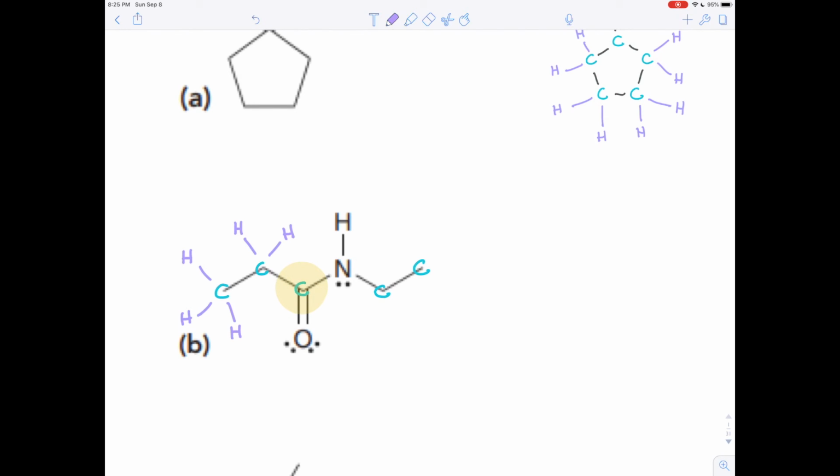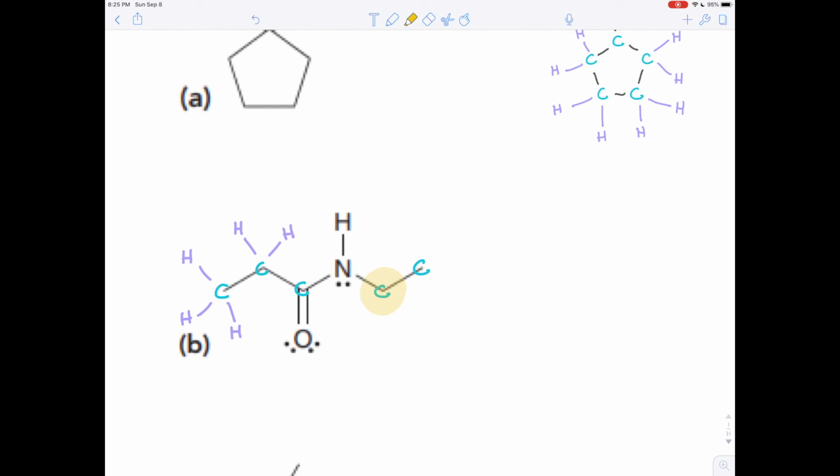This next carbon here has 1, 2, 3, 4 bonds explicitly drawn in. Since carbon only forms 4 bonds, that carbon has 0 hydrogens around it. You don't have to draw anything there.